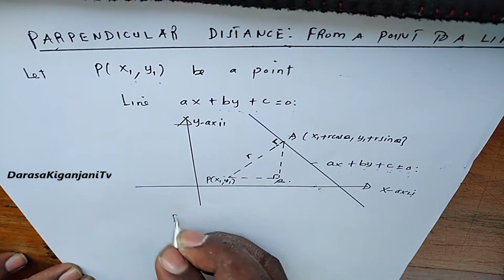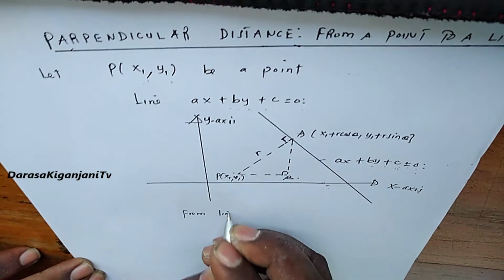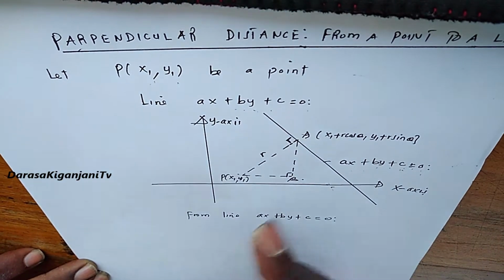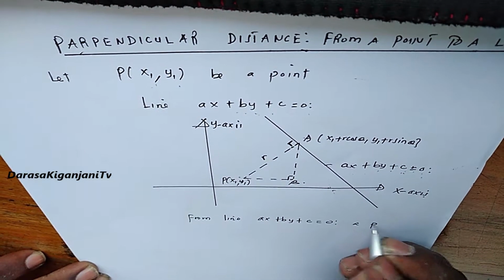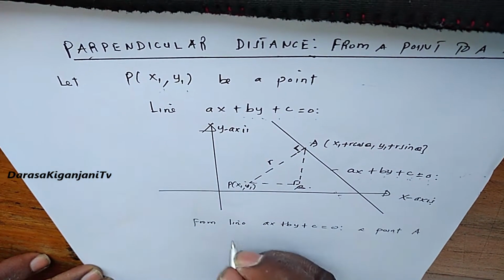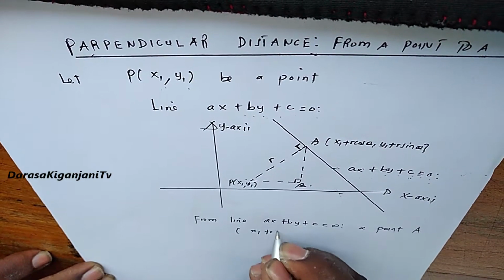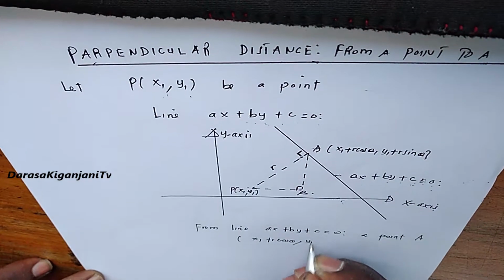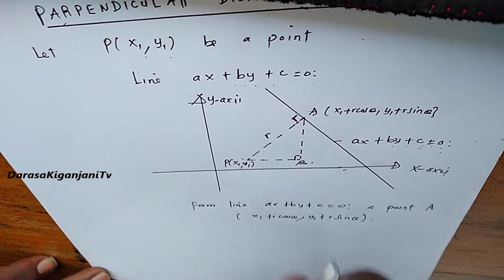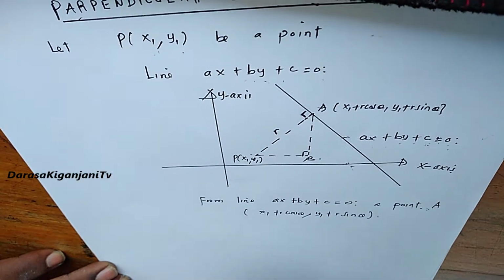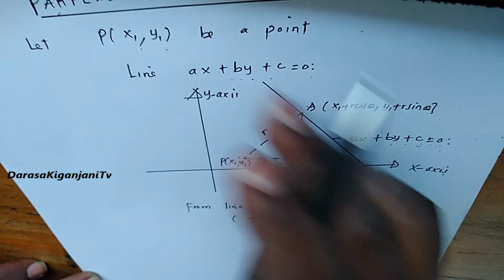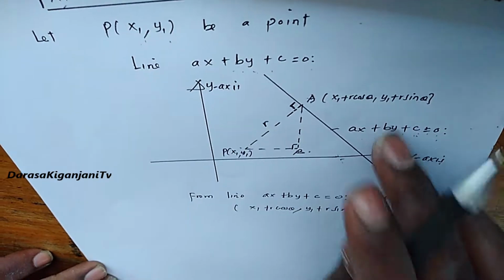From the line ax + by + c = 0, a point A passes through the line. The point is x1 + r cos θ, y1 + r sin θ. This is our coordinate. Since this point lies on the line, it means that the coordinate satisfies the equation.